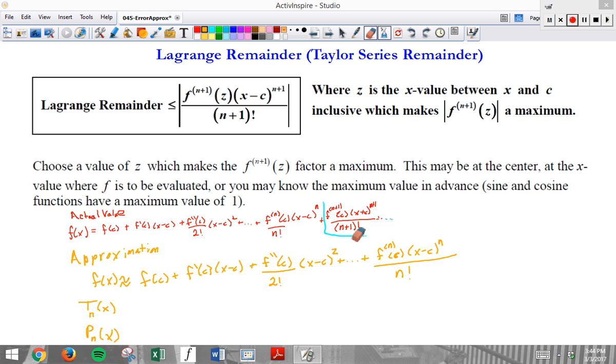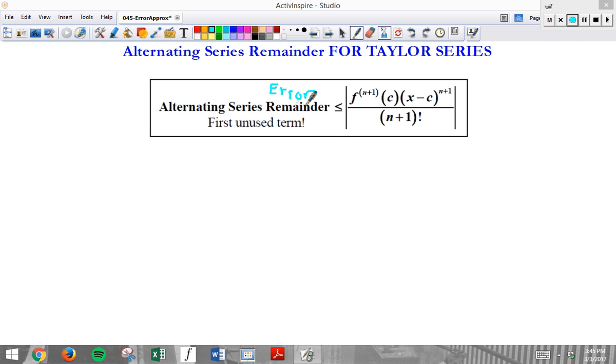For non-alternating series, you have to use this formula called the Lagrange error bound. The Lagrange remainder. Sorry, and again, this is what confused the BC kids. Remainder, error bound. Okay? Those are the same thing. The Lagrange remainder, or the error bound, is this formula, which is very, very close to this formula.